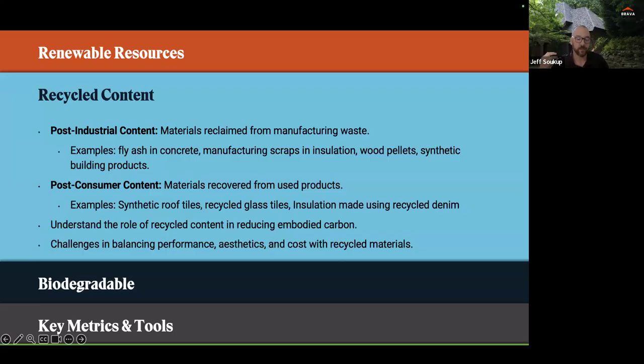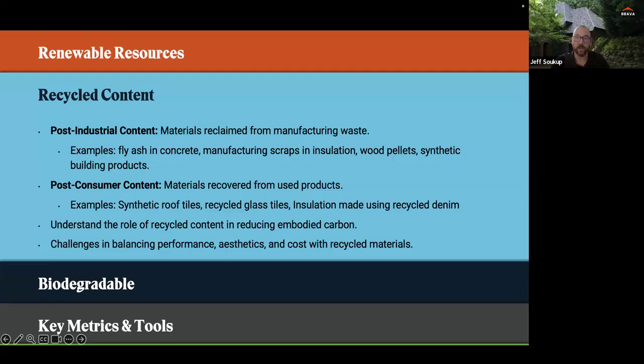So say you're running a bottle plant for a soda manufacturer, you run 500,000 bottles, they're out of spec. You used to just grind up that material and it would just go to a landfill. Now, because we do have the ability to grind and repurpose this material, you can turn it into something like synthetic roofing. Post-consumer content, similarly, is materials recovered from used products.